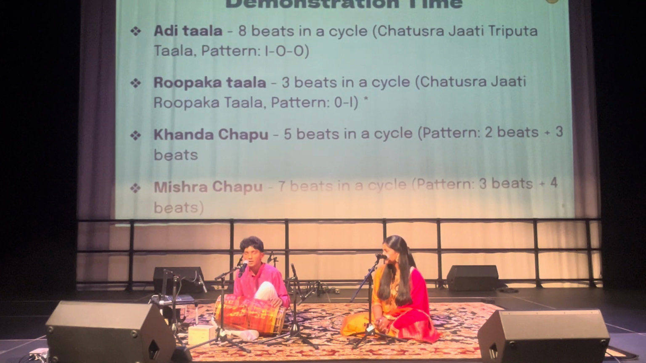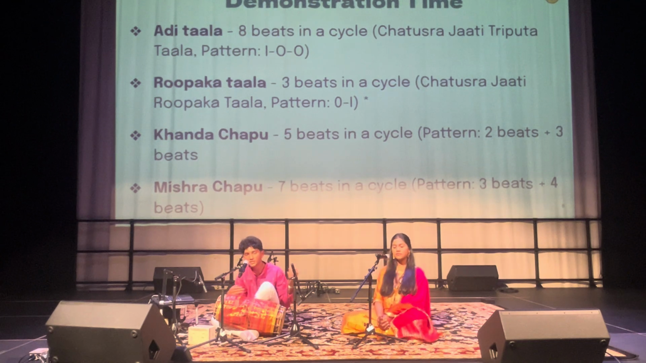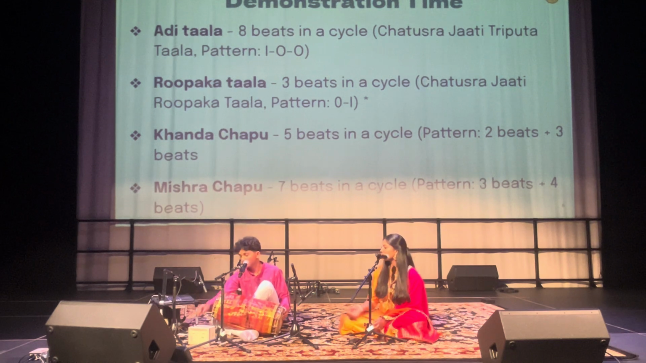So, I'll start off with Aditala. As everybody knows, Aditala has 8 beats in a cycle, and it's also known as Chaturasha Jati Triputatala in the pattern of Lagu, Druta, Druta. So it comes like this. 1, 2, 3, 4, 5, 6, 7, 8. So now Deepti will sing a small part of a composition in Aditala. And I will also accompany her. I'll be singing a few lines of the Natakurunji Varnam.